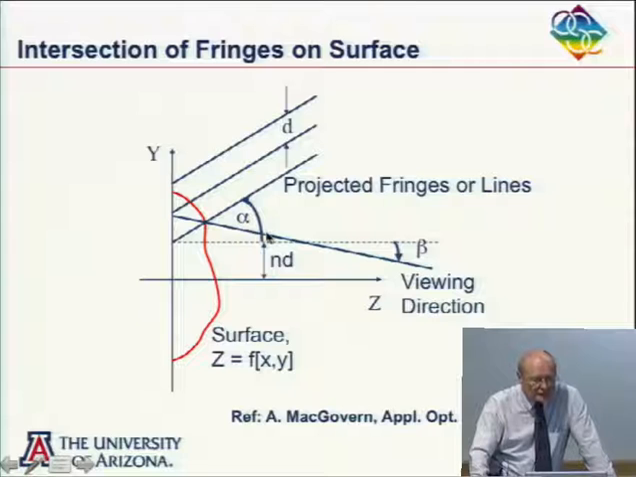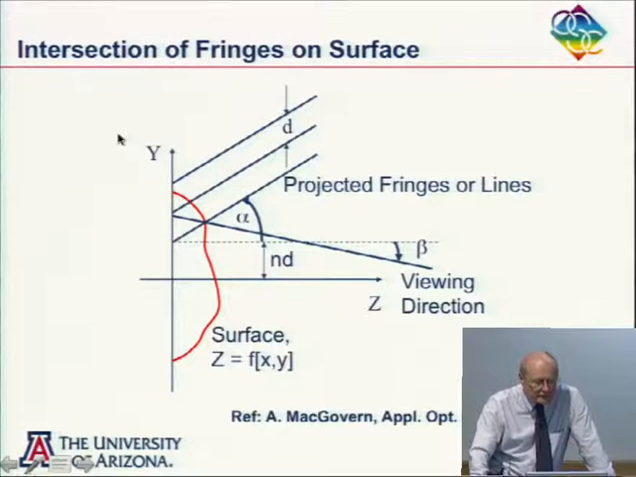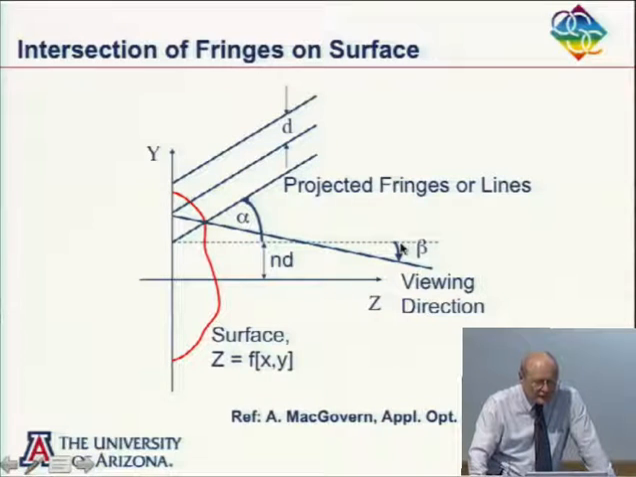My sign convention is going to be that alpha is positive in the counterclockwise direction, and beta is positive in the clockwise direction.